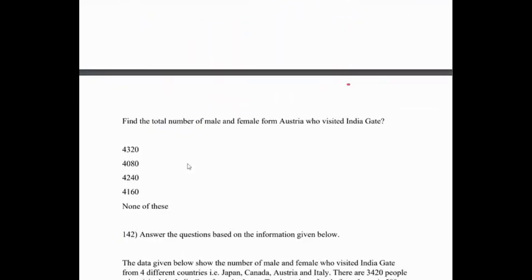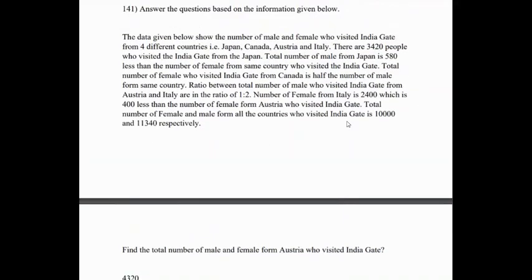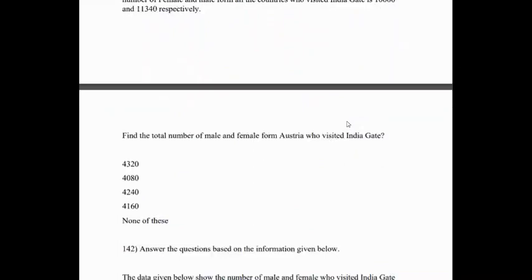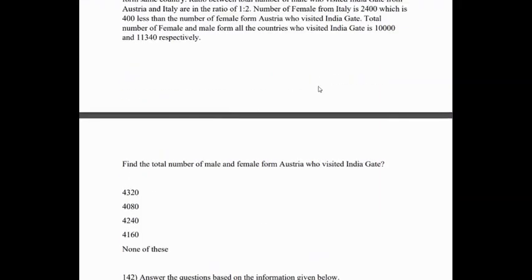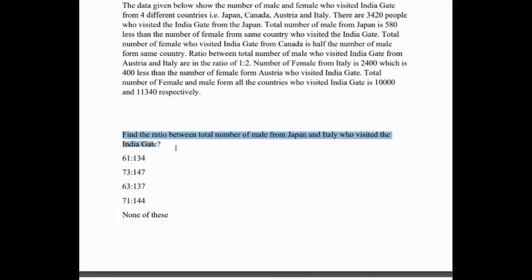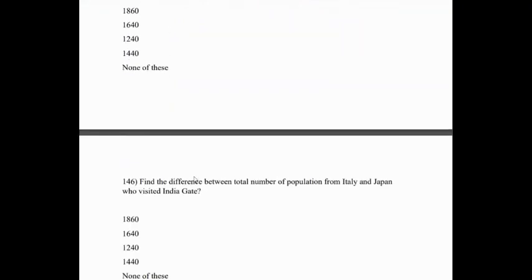So let us see what type of question has been asked. Find the total number of male and female from Austria who visited India Gate. Before, they used to give the question in the graph form, so it was easier for us to decode the answer. But here they have given it in passage form. First, from that you need to get the required information to answer the question. So it's the same thing, you need to apply the logic. Find the total number of male and female from Austria who visited India Gate. And again the passage, again we need to find the ratio based on the question. So there are 2, 3, 4, 5, 6. So there are 6 questions based on this passage.